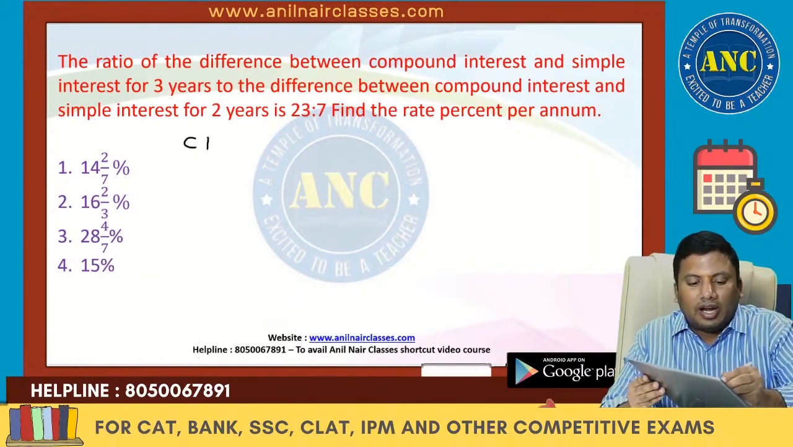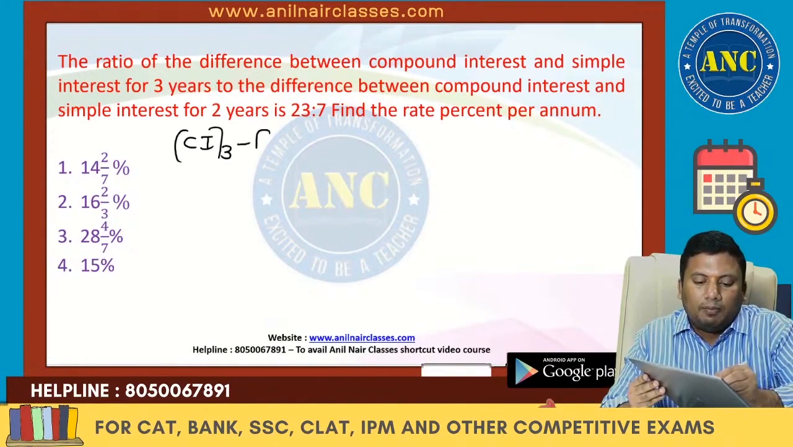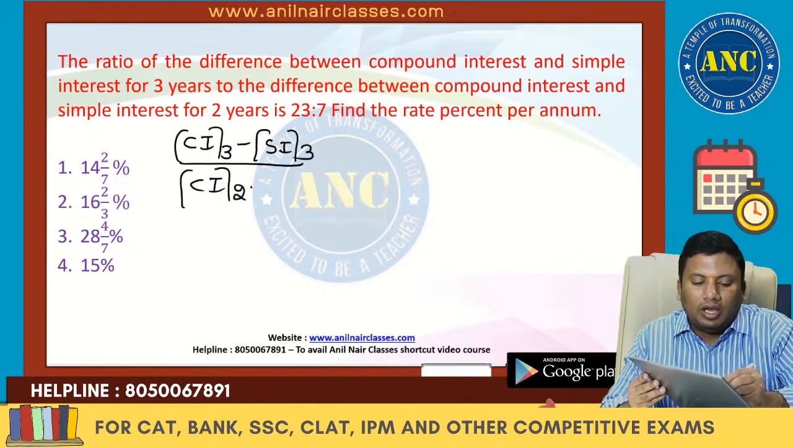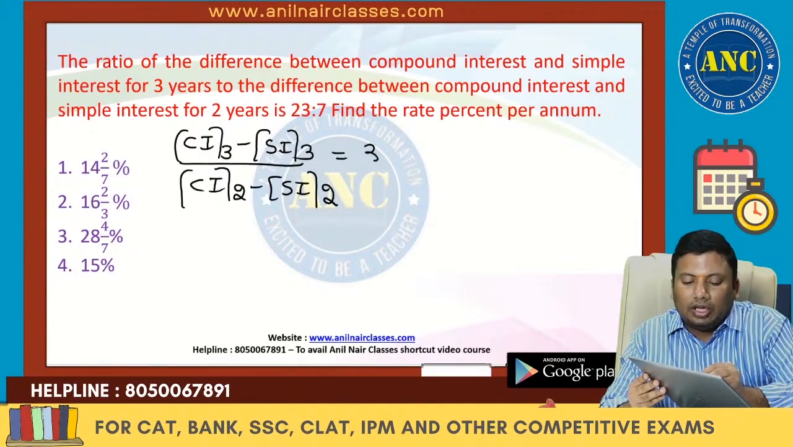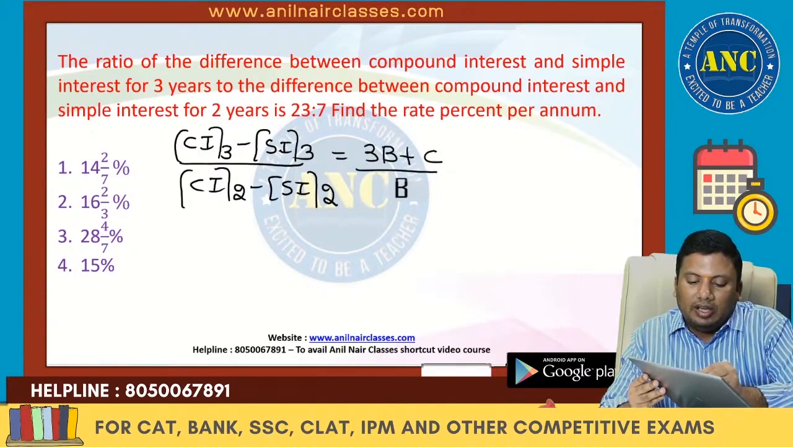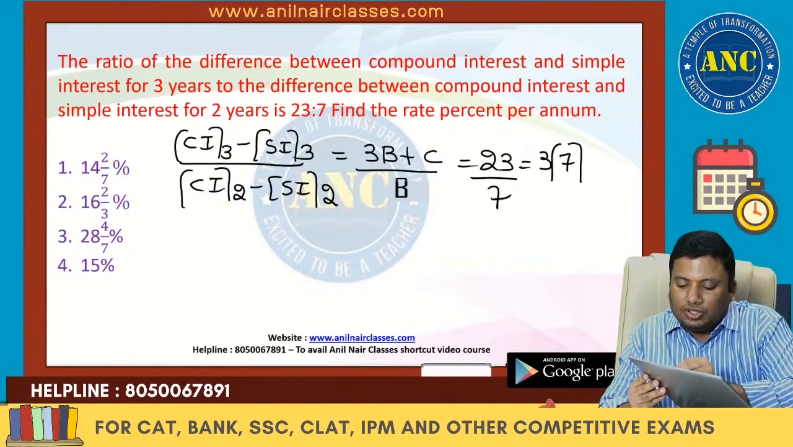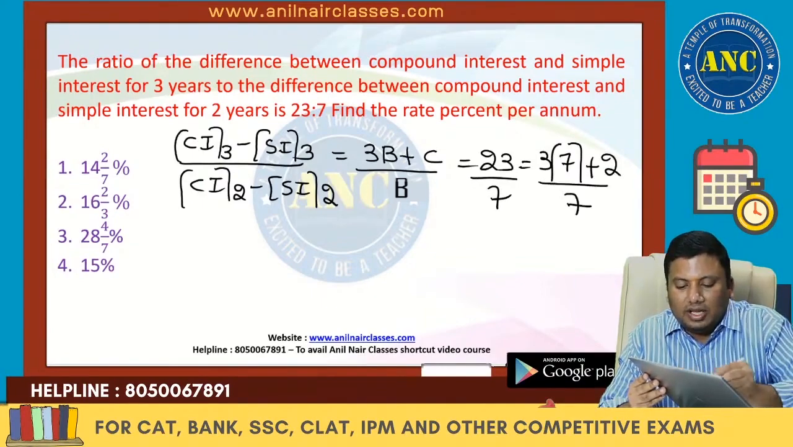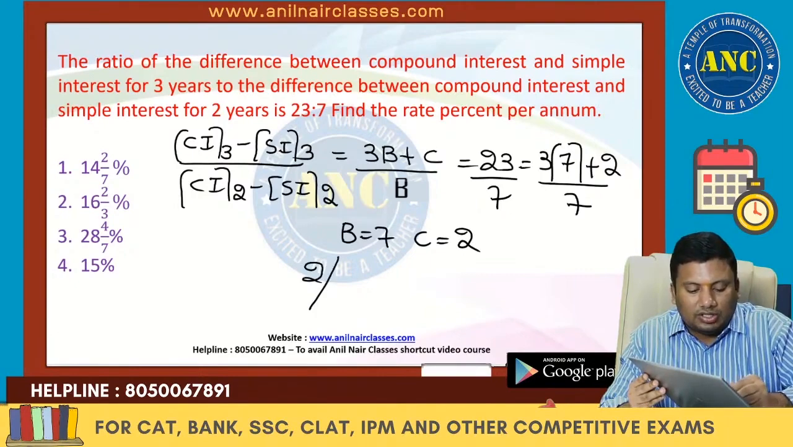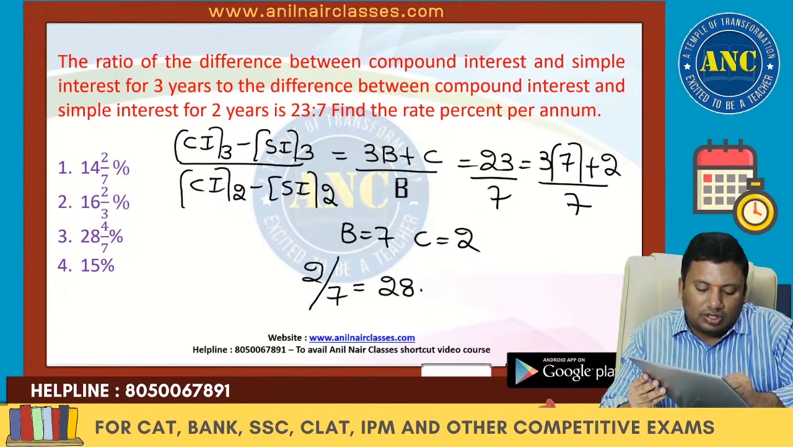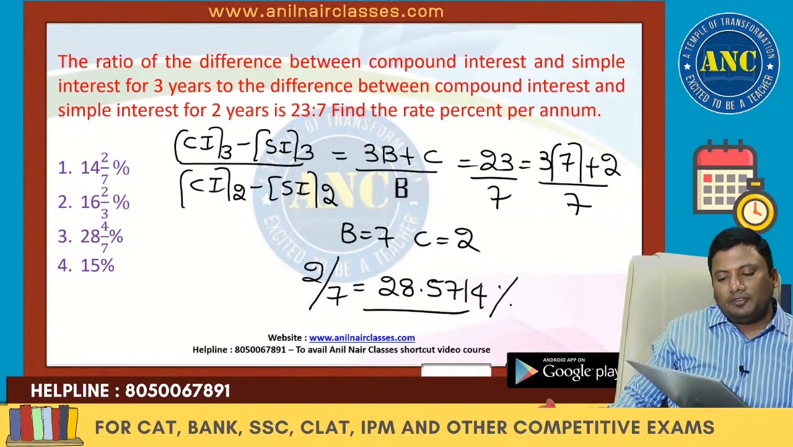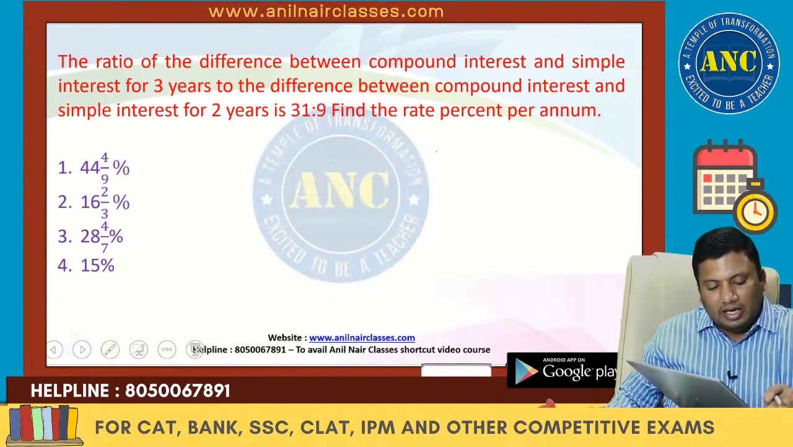Next one. So we will write down here CI for 3 minus SI for 3 divided by CI for 2 minus SI for 2. It is nothing but 3B plus C divided by B, which is 23 by 7. These 3 into 7 plus 2 divided by 7. B value is 7 and C value is nothing but 2. So the answer is 2 by 7, which is 28.5714. I hope the idea is clear.